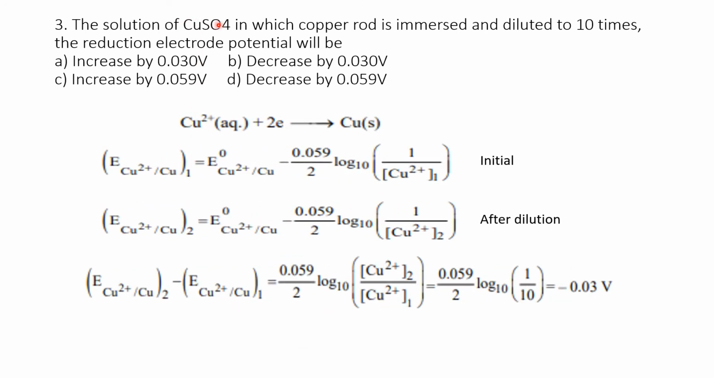This is the half cell reaction. What is copper sulfate? Copper undergoes an oxidation reaction, so for the reduction reaction, Cu2 plus in the solution where the copper rod is there, Cu2 plus in aqueous solution plus 2 electrons becomes Cu, a reduction reaction. Reduction electrode potential means reduction electrode potential. This is the formula for it: the reduction electrode potential of Cu2 plus to Cu is E naught of the cell minus 0.059 divided by 2 log of 1 by Cu2 plus initial concentration, and after dilution it becomes the same thing. 1 and 2 I have mentioned, this is the initial and this is after dilution.